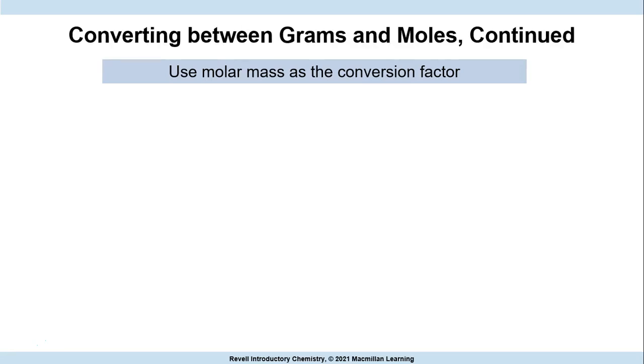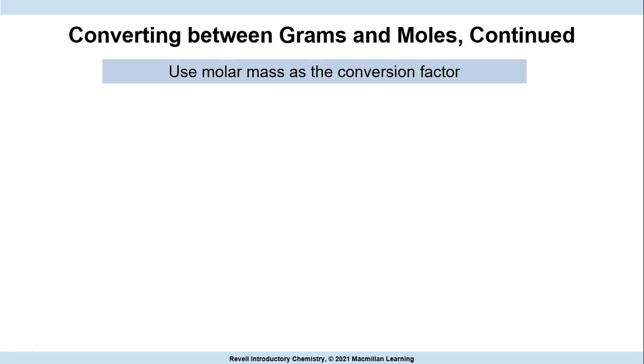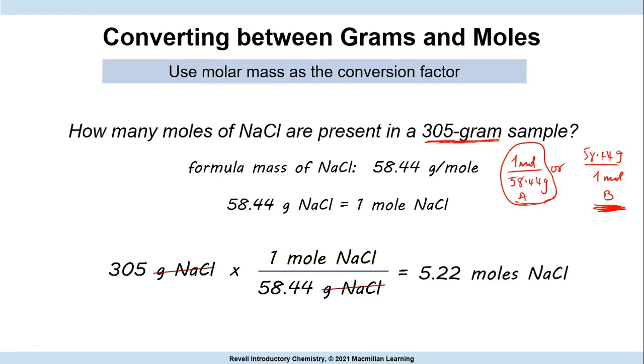Now let's see another example. To prepare a solution that contains 1.20 moles of sodium chloride, how many grams of sodium chloride are needed? In this case, we still have to calculate the molar mass of sodium chloride. In the first case, we were converting from grams to moles. Now we are converting from moles to grams.